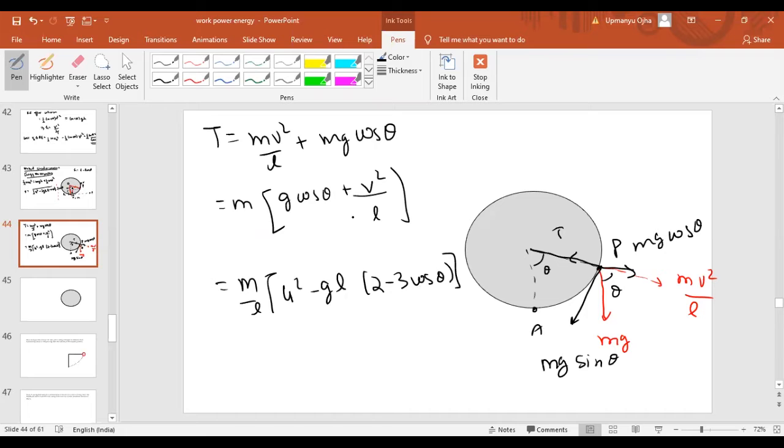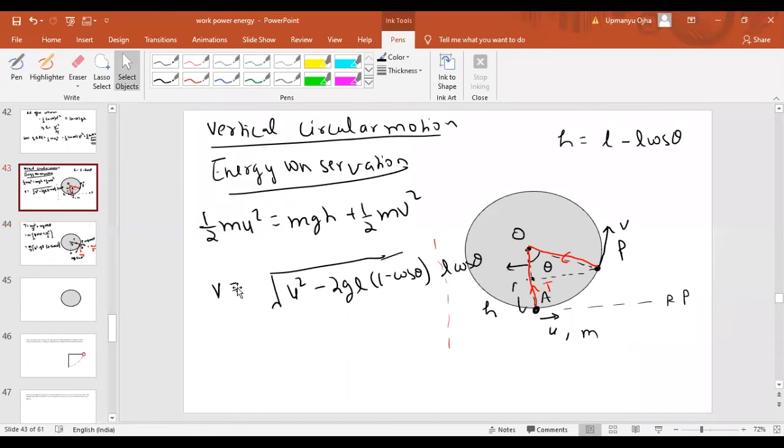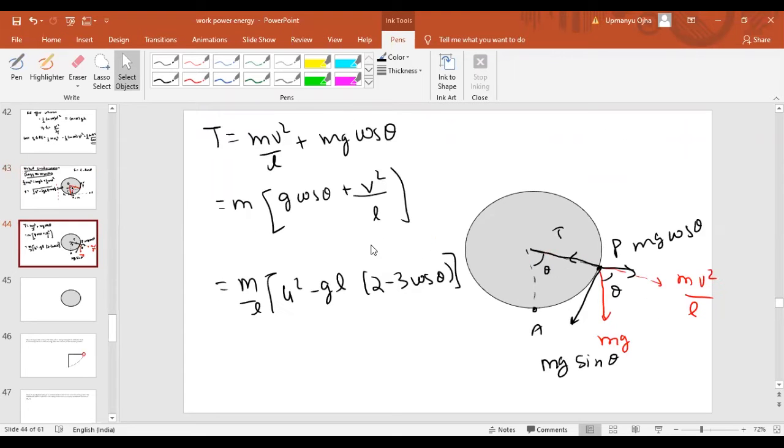Did you get this or not? Fine. So at any point P, the velocity of the body will be square root of u square minus 2gL times 1 minus cos theta, where theta is the angle the string makes with the vertical, and the tension at any point will be given by m by L, u square minus gL bracket 2 minus 3 cos theta.